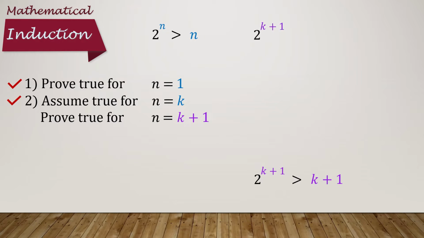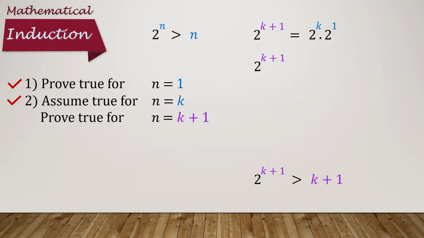So what is 2 to the power of k plus 1? Well, we want to make use of our assumption that it works for 2 to the power of k. So let's get a 2 to the power of k in there. What else do we need? Well, 2 to the power of 1, because that's how powers work. 2 to the power of k plus 1 is 2 to the power of k times 2 to the power of 1.